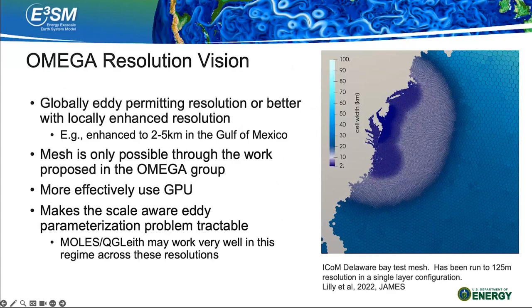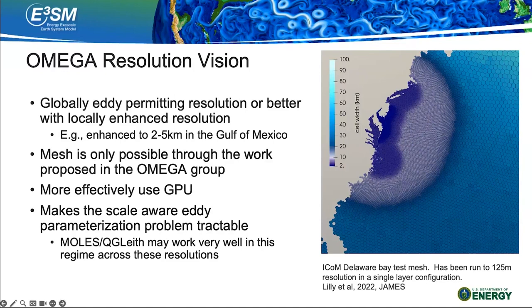One thing I really do want to stress in terms of what Omega is trying to be is what the resolution vision is. We're not targeting 60 to 30 anymore with resolution down to 10 or 8 kilometers. Instead, we're targeting an 18 to 6 background state as the default, with resolution that could go down to say 2 kilometers or 5 kilometers in something like the Gulf of Mexico. An example is shown here from the ICOM project, where they created 125 meter resolution around Delaware Bay. So we could go from an eddy-resolving configuration to very, very high resolution toward a coastal problem.